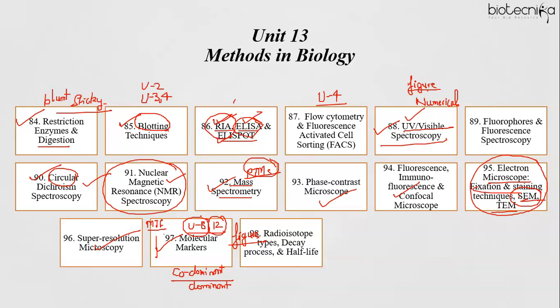Then radioisotope types, decay process and half-life is another important topic. You need to be thorough with the examples of radioisotopes, like whether it is carbon 12 or carbon 13 or carbon 14, which is a stable isotope and which is a radioisotope. So you should be familiar with the examples. You should be familiar with different types of decay process, alpha decay by release of alpha particle or beta particle, beta plus, beta minus decay, and emission of gamma particle. And also numerical based questions can be asked on the half-life. You have to calculate the half-life.